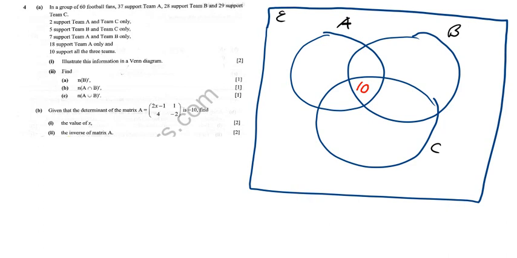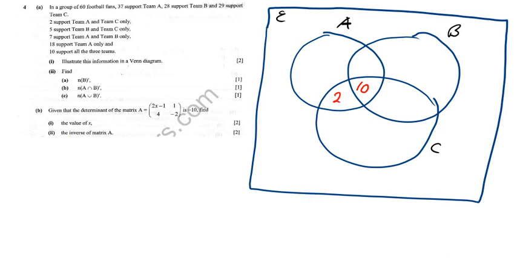And then it says 2 support team A and team C only. So team A and team C, we have set A and C. It is meeting here. That's the intersection for team A and C only. So that's for 2. So we are writing a 2 where I have just shaded, because it says only.